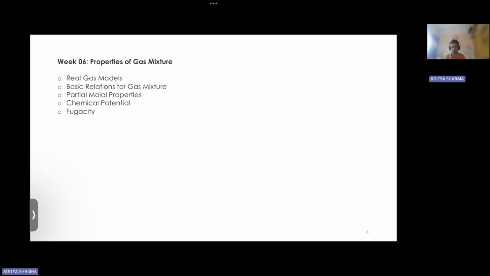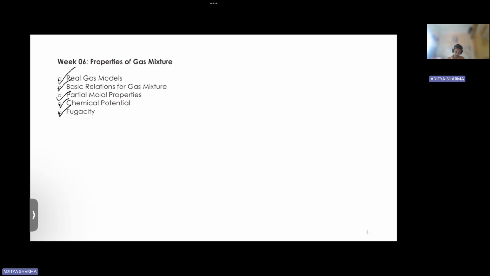Okay, so I believe we can continue with the session. So we were on gas mixture. So this is the second section of our course. Here in week 6 we learned real gas models. Then we saw basic relations of gas mixture. Then partial molar properties of gas mixture we saw. After that, two properties have been discussed. One is your chemical potential, and then your fugacity. Right. So let's do these.